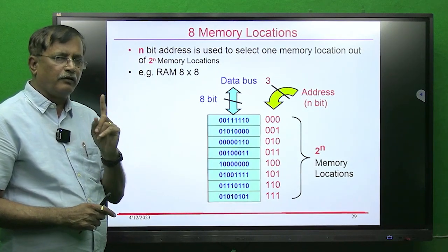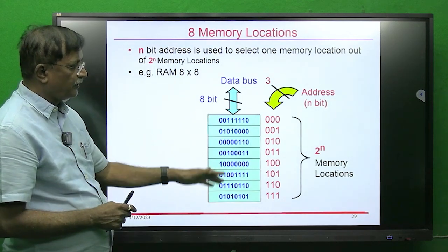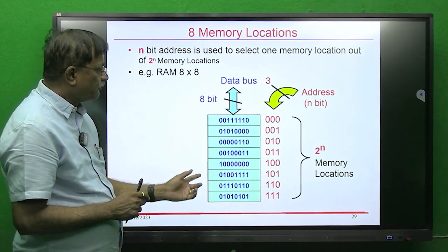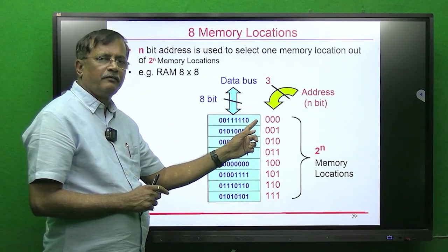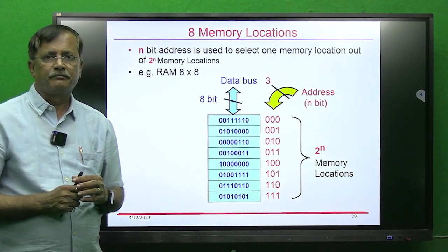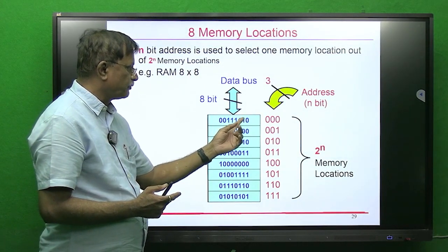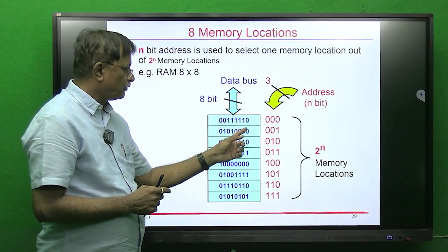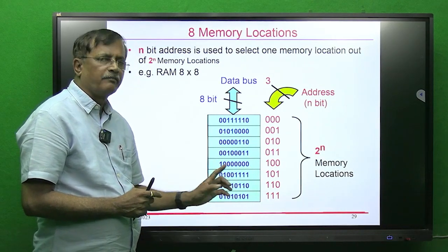To select one location out of 8 locations, as given in the example, there are only 8 locations. So I will have to give an address also. Each location will be identified by a unique address. The address for the first location will be 0. The next locations are 1, 2, 3, 4, 5, 6, 7.